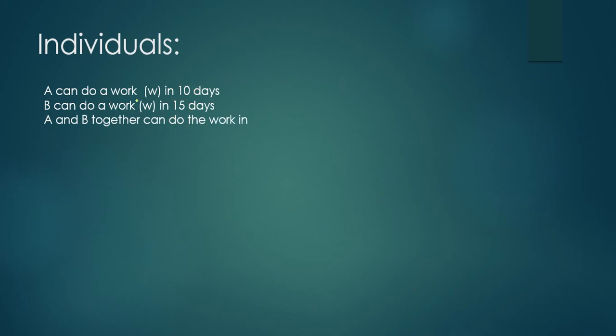See here, A can do a work in 10 days, B can do a work in 15 days. A and B together can do the work in, simple. Let us assume total work equivalent to 30 units. This is nothing but the LCM of 10 and 15. Now, A and B working together can do the work in how many days?